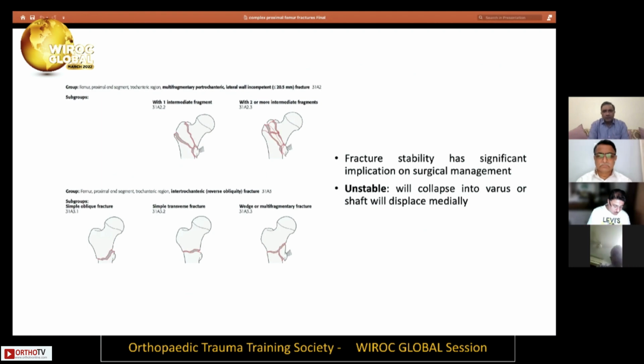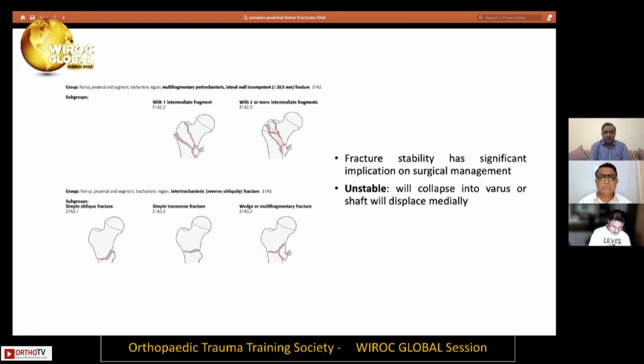These types are further subdivided. Basically, A2 is further subdivided into two types: type A2.2, where there is a single intermediate fragment, and type A2.3, where there are more than two intermediate fragments. Similarly, type A3 is further divided into three types, but basically we are looking at reverse oblique fractures. So what is the role of this classification?